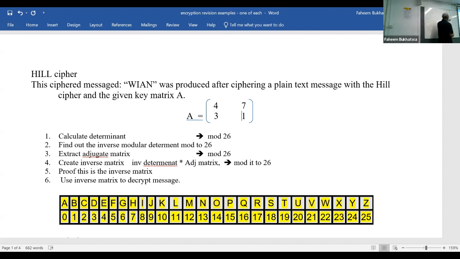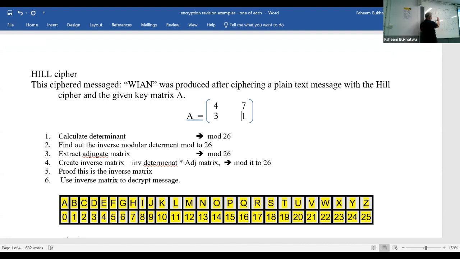And the message we're going to decrypt is WIAN. And we said if you have a 2 by 2 matrix, then you multiply it into the WI. But of course, it's not the characters, and we multiply the same matrix into the next 2 characters, which is WI, and the next one is AN.